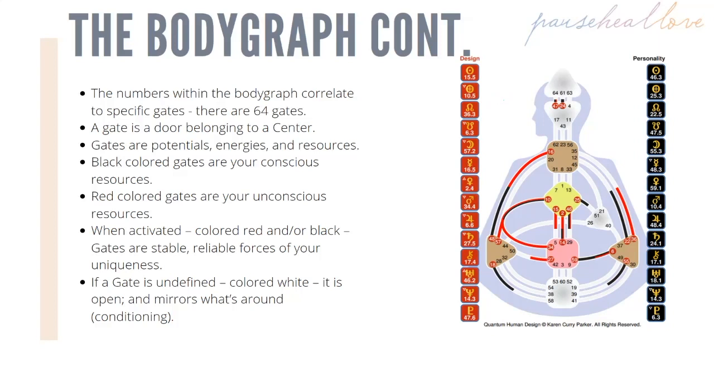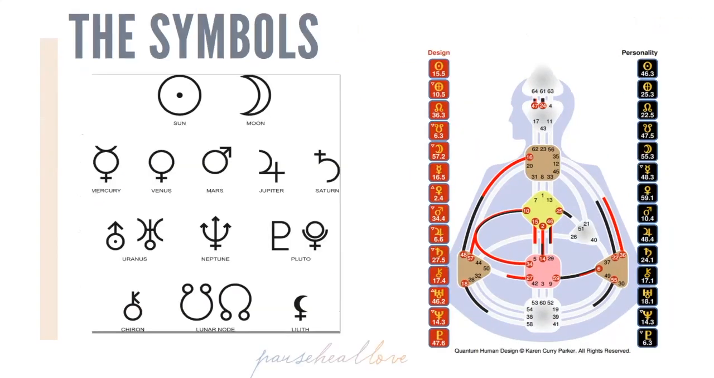When activated, colored red and or black, gates are stable, reliable forces of your uniqueness. If a gate is undefined or colored white, it is open and mirrors what's around you, and that's where the conditioning comes in. The gates are also associated with planets. This is the astrological aspect. Here is a chart showing most of the symbols. The planets have energies that will also influence the gate associated with it.